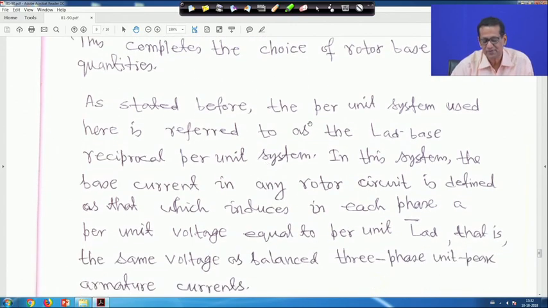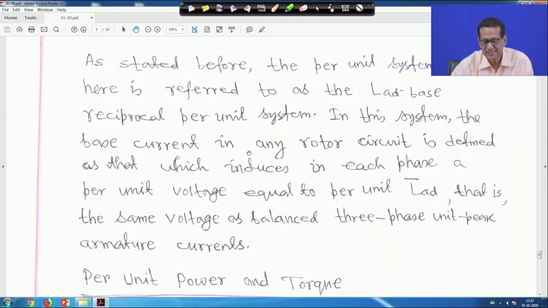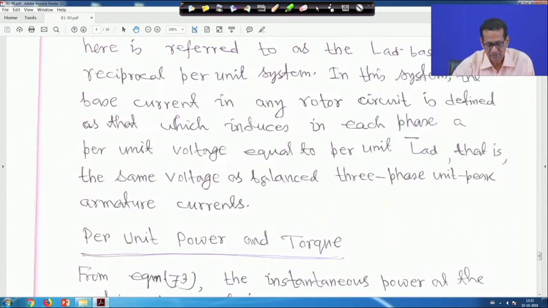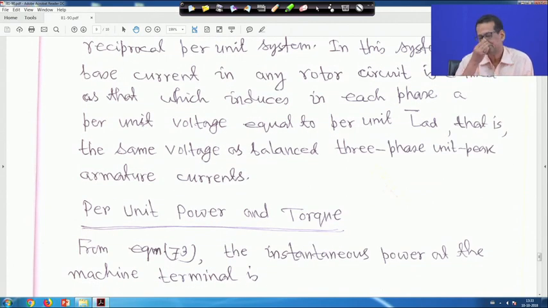As stated before, the per unit system used here is referred to as the LAD base reciprocal per unit system. In this system, the base current in any rotor circuit is defined as that which induces in each phase a per unit voltage equal to per unit LAD bar, that is the same voltage as balanced 3-phase unit peak armature currents. So this is your per unit system.